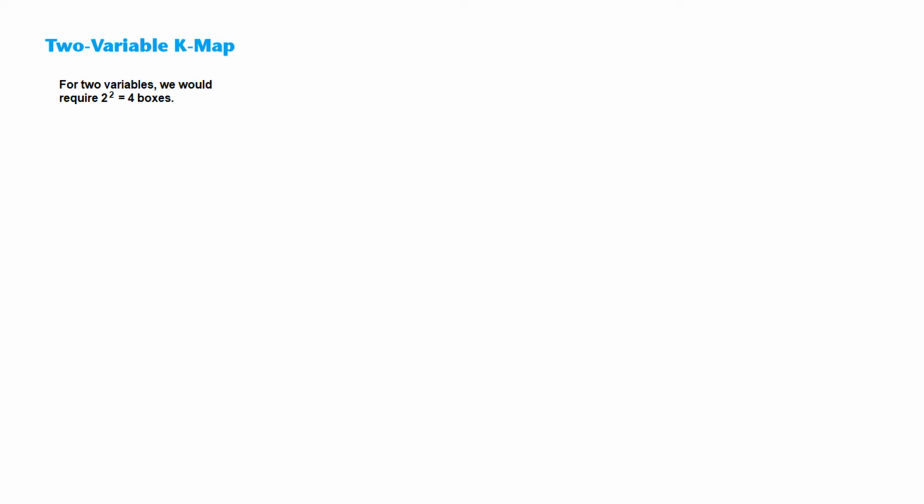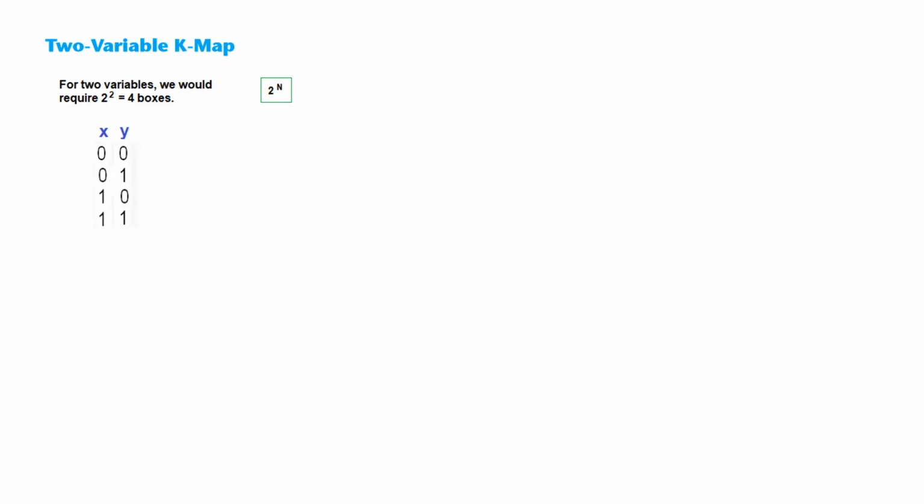Now for two variables, we would require 2 raised to the power 2, that is 4 boxes. Actually, the general formula is this. If we have 3 variables, then it will be 2 raised to the power 3, that is 8 boxes. If you have 4 variables, then 2 raised to the power 4, 16 boxes. So here, since there are 2 variables, we'll require 4 boxes.